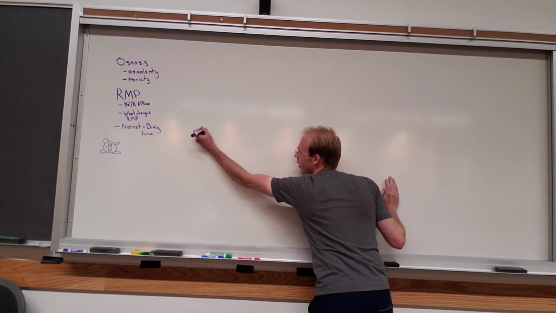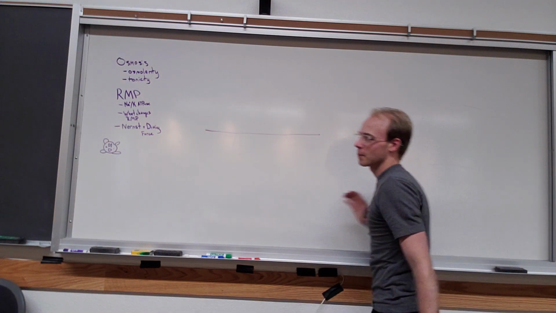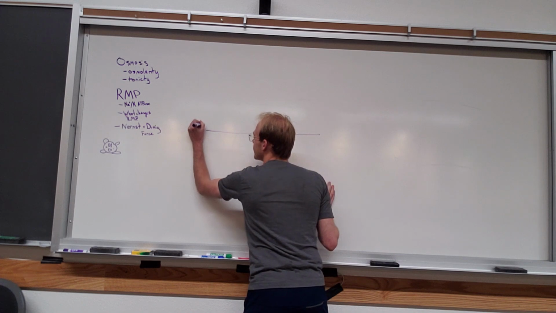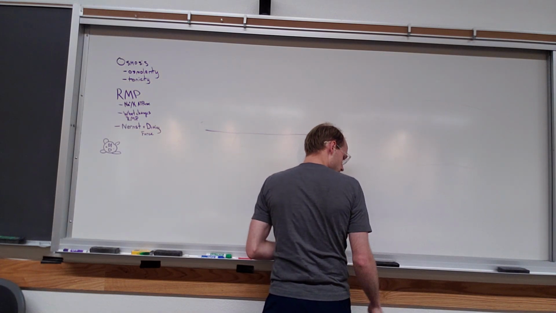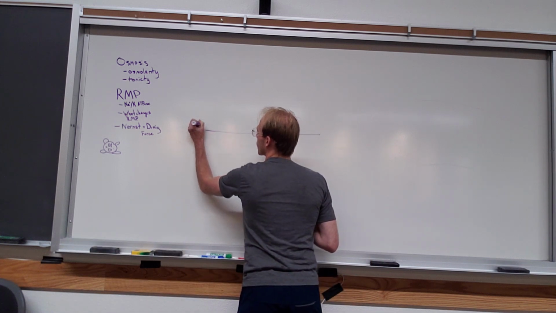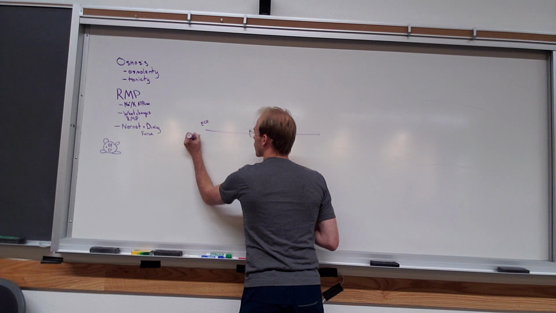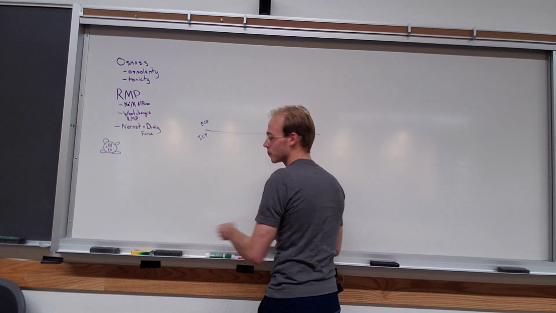Okay. So we have here a beautifully straight line. Yeah, you need a new purple marker. That's fine. Good thing there's another purple marker right there. Cell membrane.